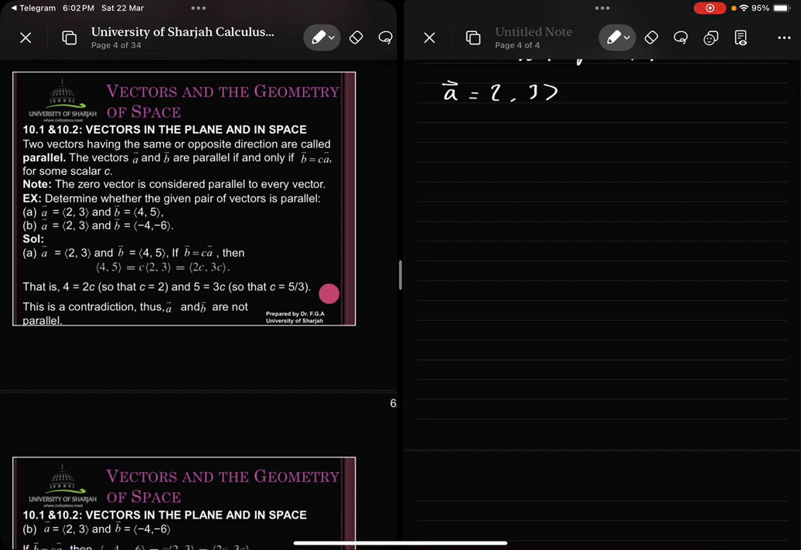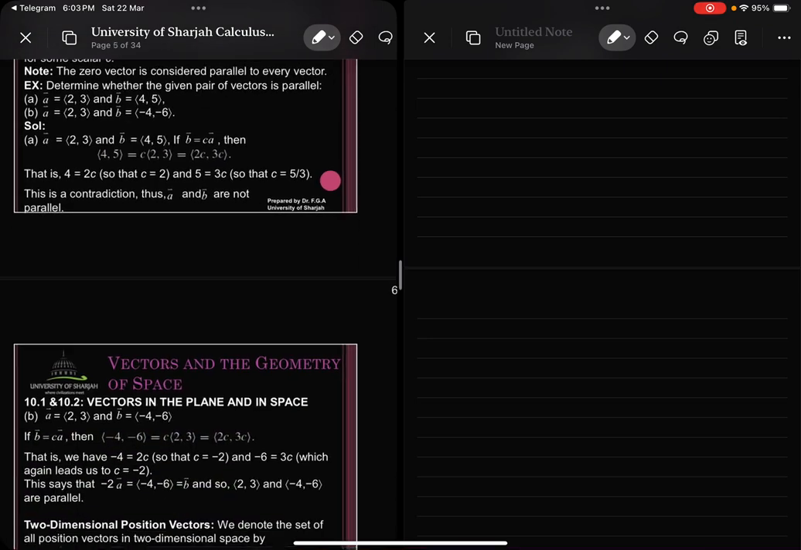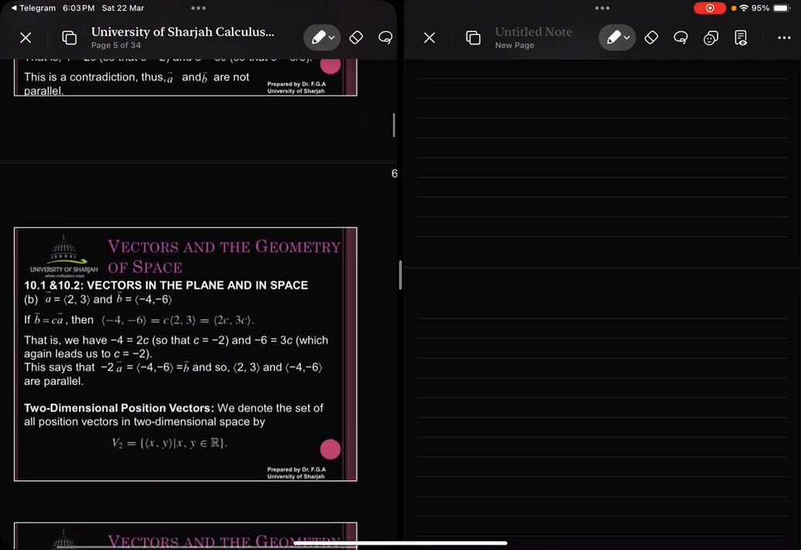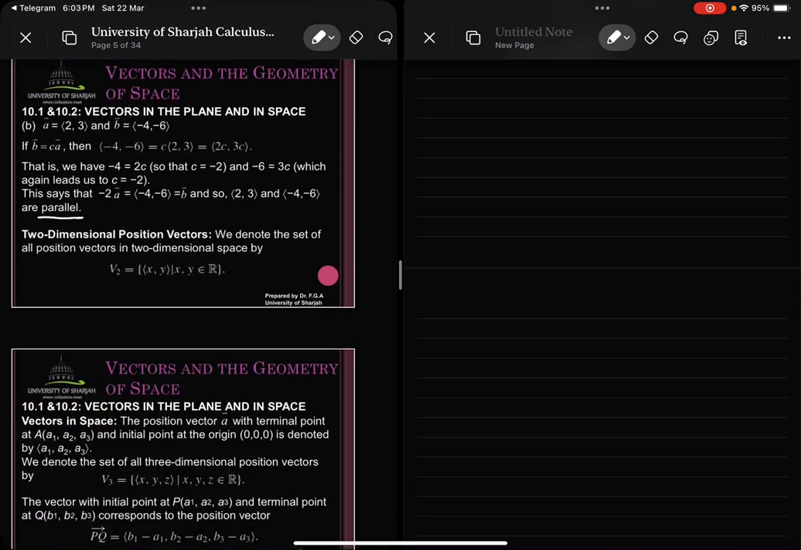Here another example: if we have 2, 3, and for B we have negative 4, negative 6. Negative 4 over 2 is negative 2, and negative 6 over 3 is negative 2 also. So negative 2 equals negative 2, that means it is parallel. So the first example is not parallel, and the second example is parallel.